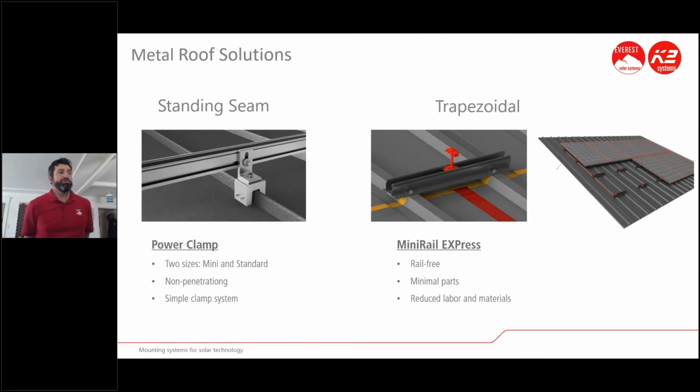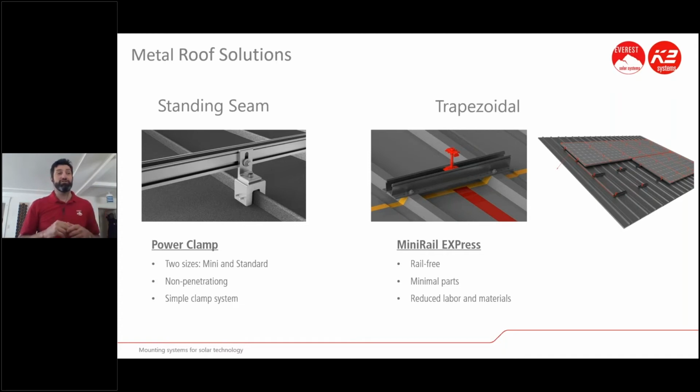We do have some metal roof solutions, standing seam, and all of these apply to the new products that we're coming out with and some of the enhancements. I'll get to that in the next couple slides here. But standing seam, a lot of people don't know we have the power clamp. That is our own standing seam clamp. We have two different sizes. One is a mini and a standard, basically a 2-pin and a single pin.